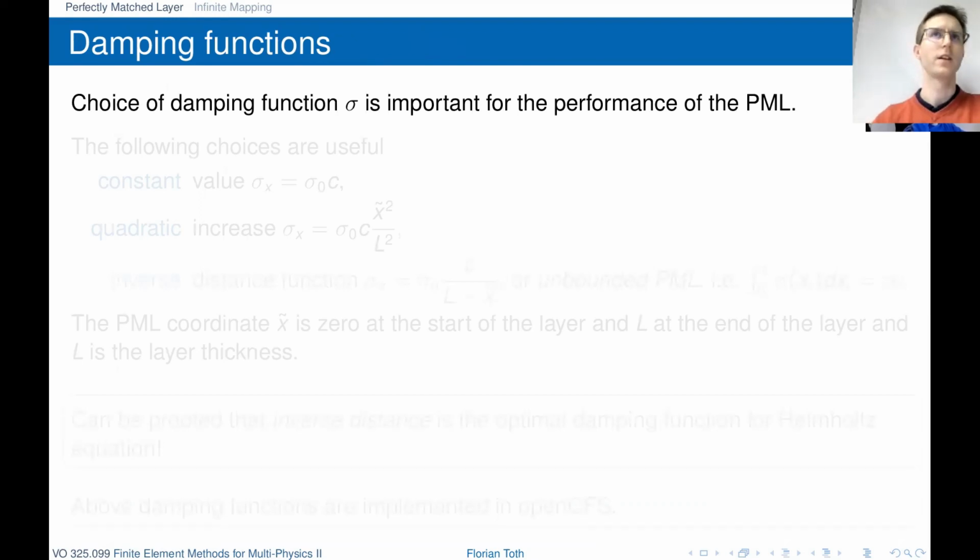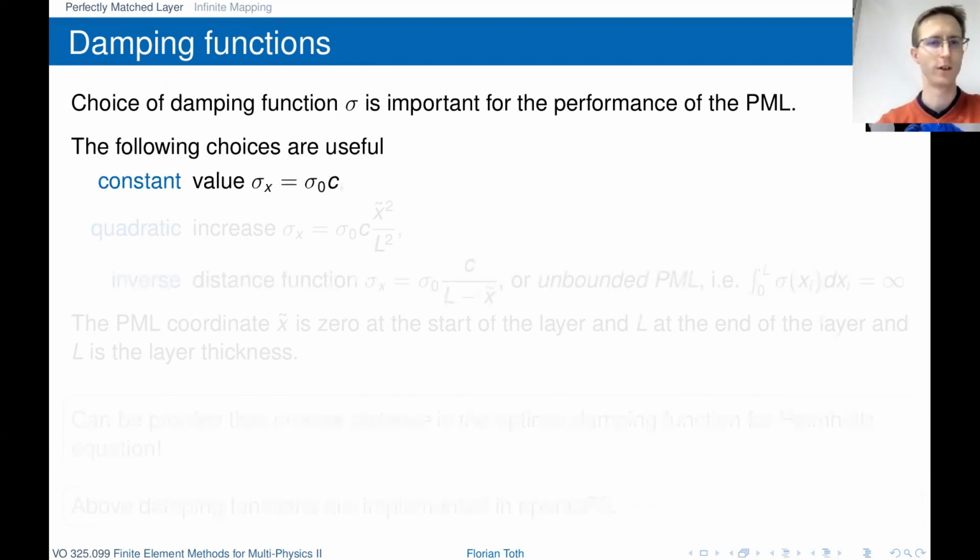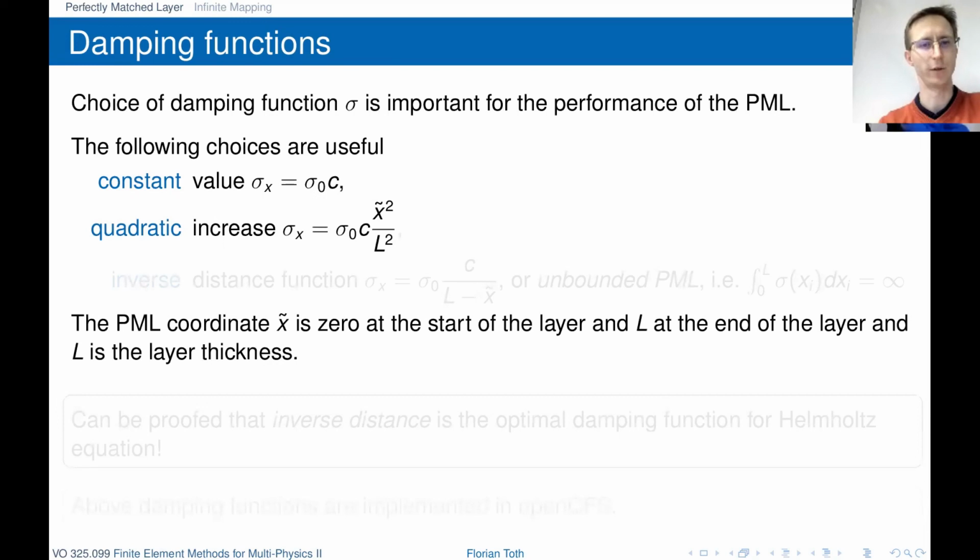Okay, so that also brings me to the damping functions. What is a suitable choice for the damping function? It turns out it's actually important to choose a good damping function, and a few useful choices are given here. The first choice is using constant damping. This is useful because it's extremely simple. A bit better maybe is a quadratically increasing damping. So it increases from 0, because the mapped coordinate is defined as 0 at the start of the layer, until the value sigma 0 at the end of the layer, because L here is the thickness of the layer.